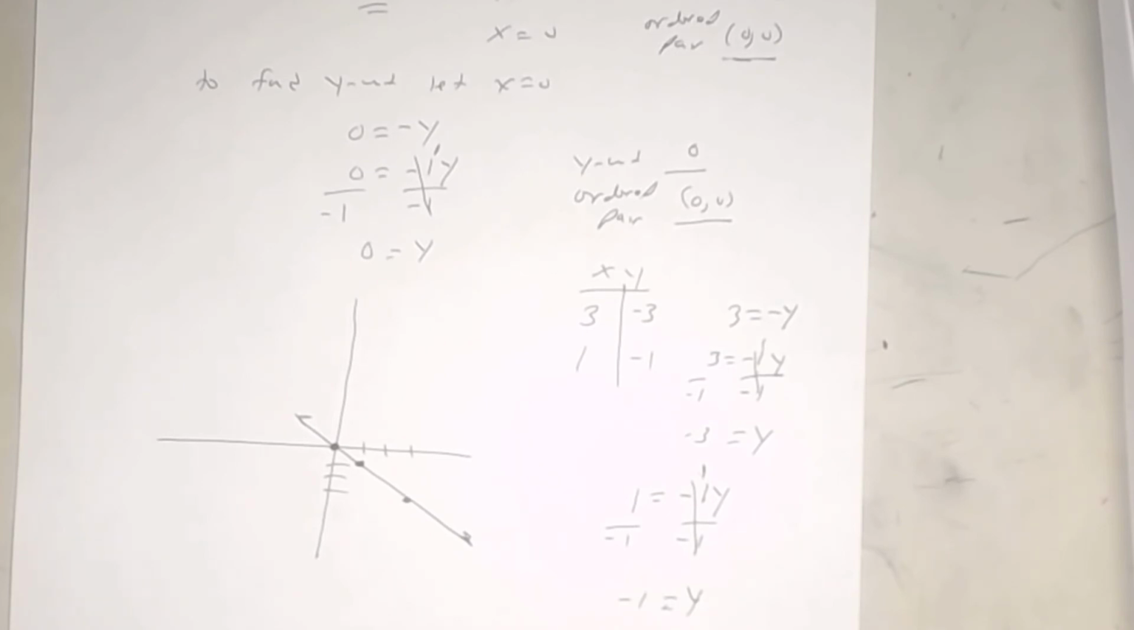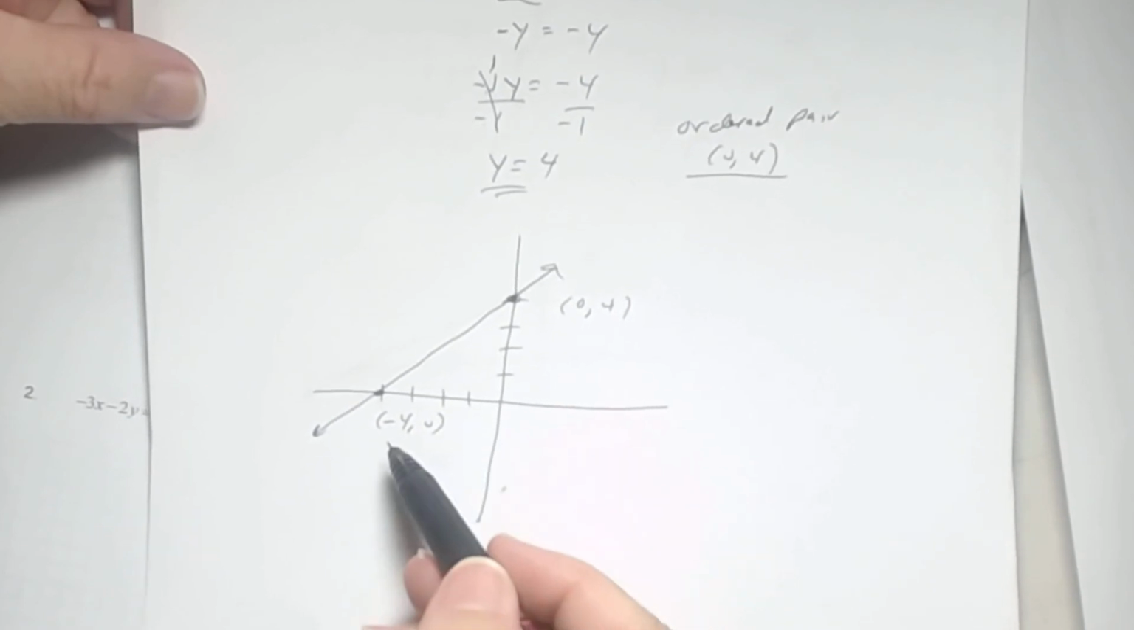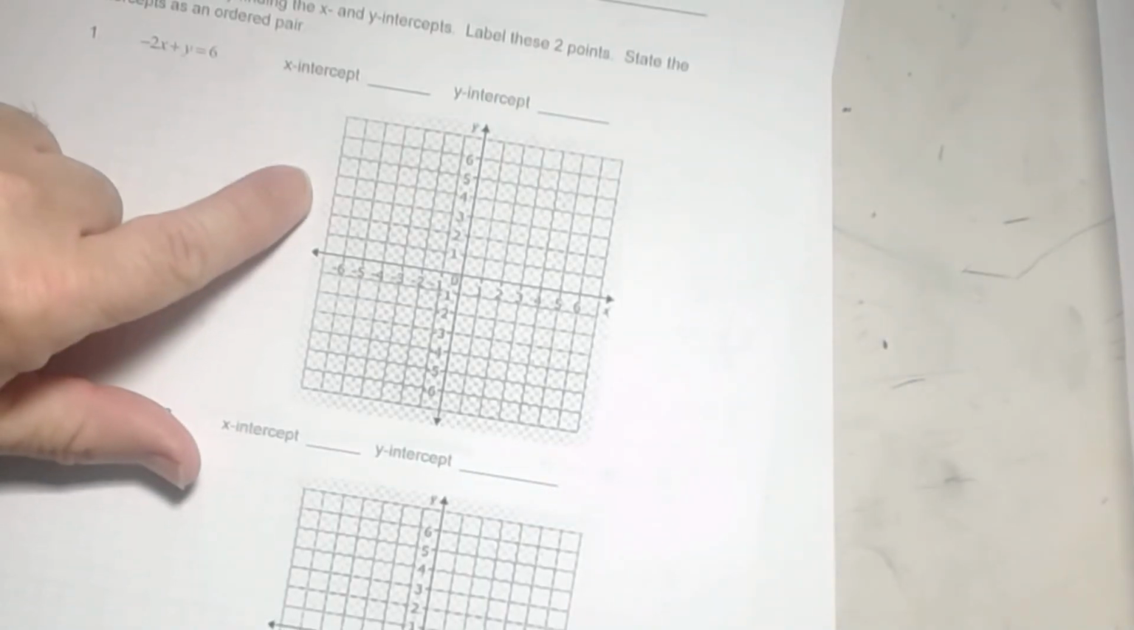All right, so when you look at the worksheet, it says graph each line by finding x and y intercepts. Label these two points. So remember, labeling doesn't mean just plotting the point. Let me go back to this. Labeling means this, right? 0, 4, -4, 0. You understand what labeling means? Okay, so follow directions.